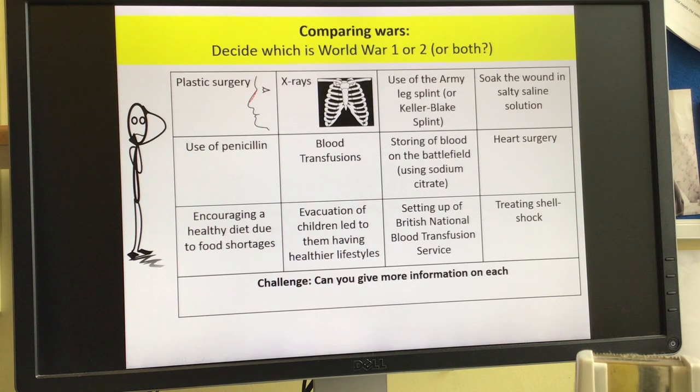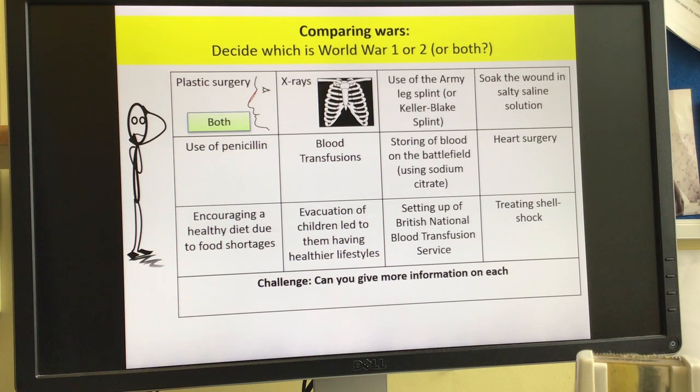Okay, so a little bit on comparing the wars. Have a go at this. It's tough because we haven't gone into detail on all of them, but let's see how you get on. Either say, did this develop during World War One? Was it used in World War One or World War Two, or both? The first one obviously is both, because plastic surgery was used in both.